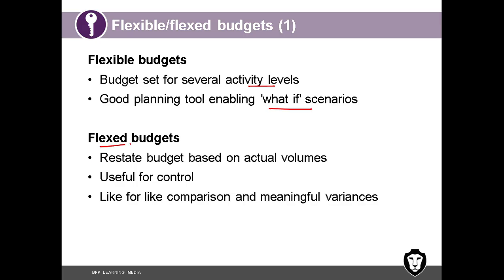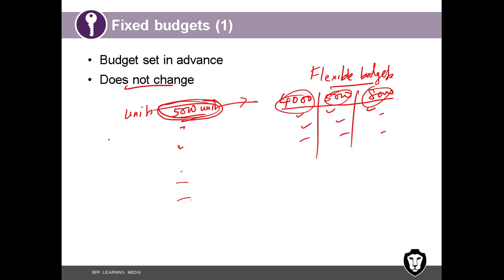So what is this flexed budget? Okay, let's go back to that example. Now we are coming to the month end, or whatever the period end. This was at the beginning, right? What I have written here was at the beginning. The end has come. You collect the actual record. Actual says 4,780 units were sold. So if you look at these budgets, none of these budgets exactly matches this volume.